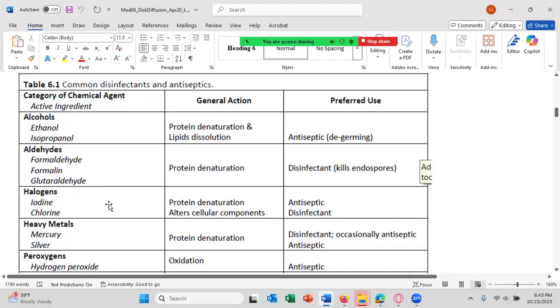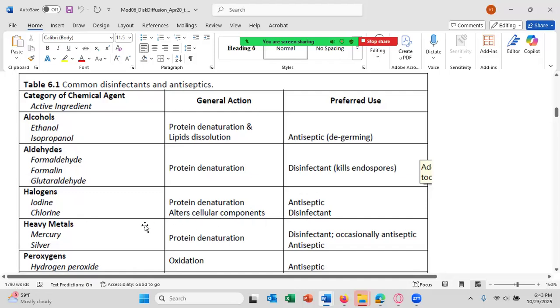Halogens, like tincture of iodine and chlorine bleach, are halogens. They're very good antiseptics for tincture of iodine and a very good disinfectant for chlorine. But once again, most disinfectants or antiseptics do not kill endospores, at least most endospores.